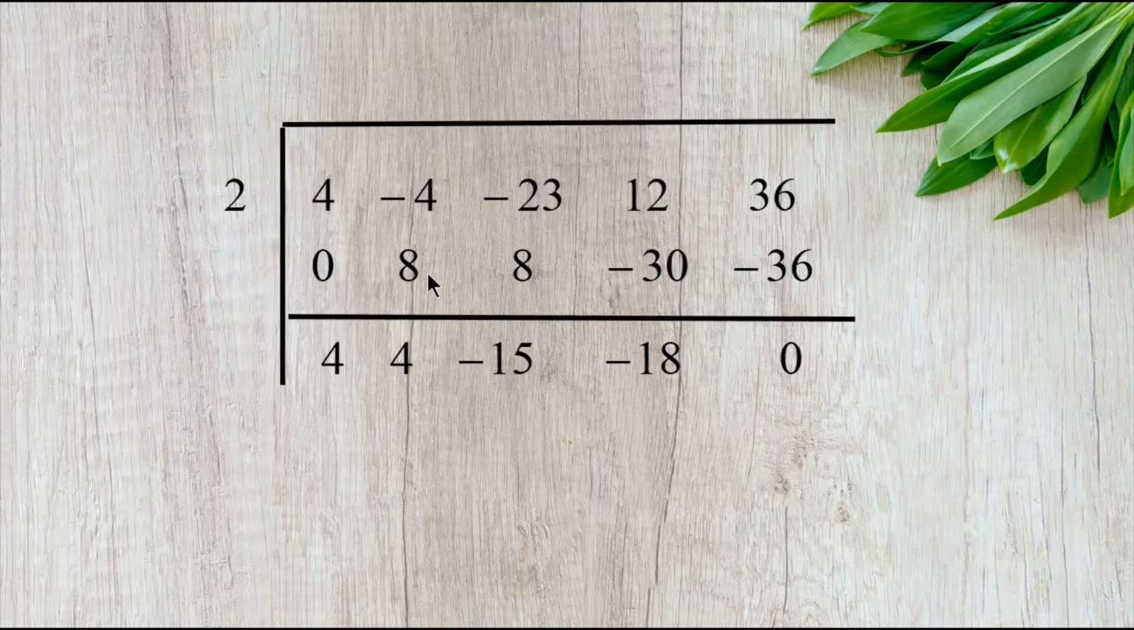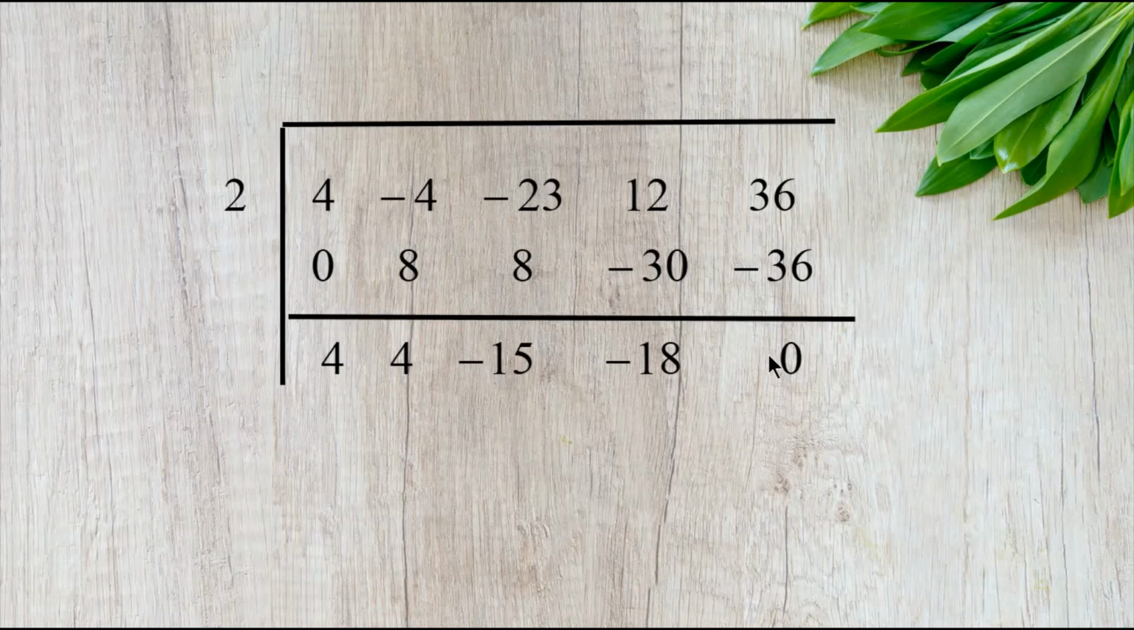Again add these two. 8 minus 4 is 4. Multiply these two. 2 into 4 is 8. Now again add these two and write it here, minus 15. Multiply these two, minus 30. You can bring that here in the next column. Again add these two, which is minus 18. Multiply these two, which is minus 36. You can write that here. Now finally, after adding these two, you get 0.